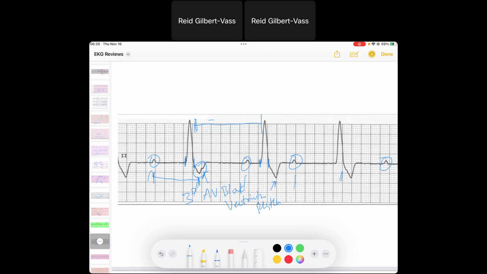And so, you would like to think this person has a pacemaker. If so, I would see maybe a pacing spike before, but I don't see pacing spikes. So maybe that's just me not seeing any pacing spikes, but you tell me if you see any pacing spikes there.